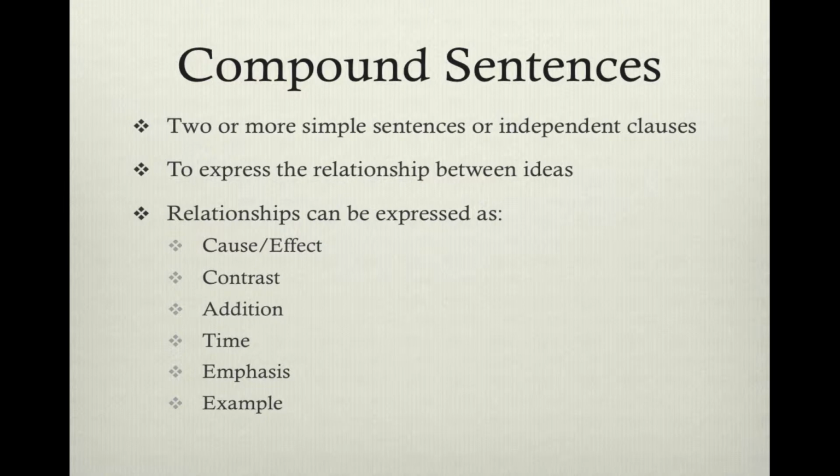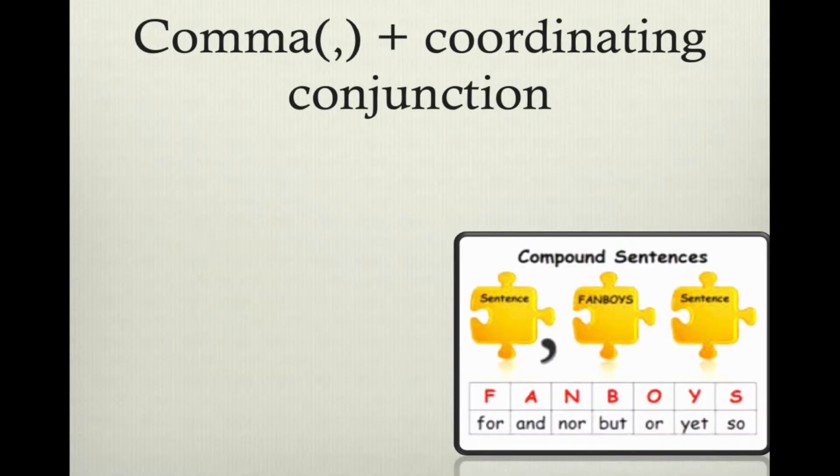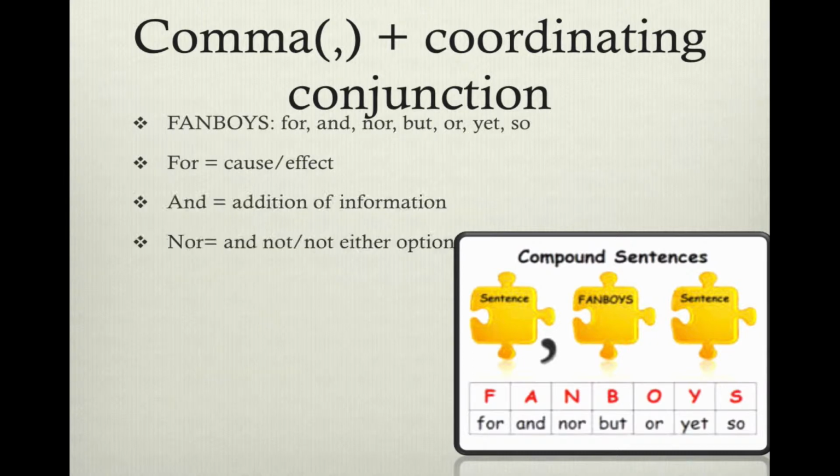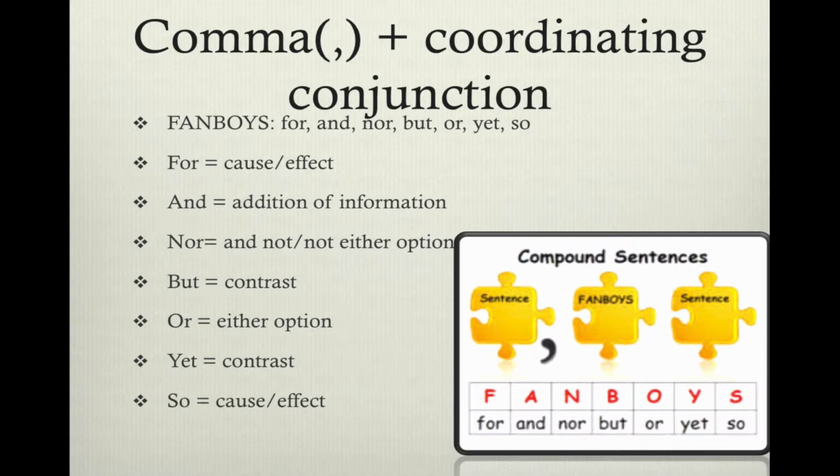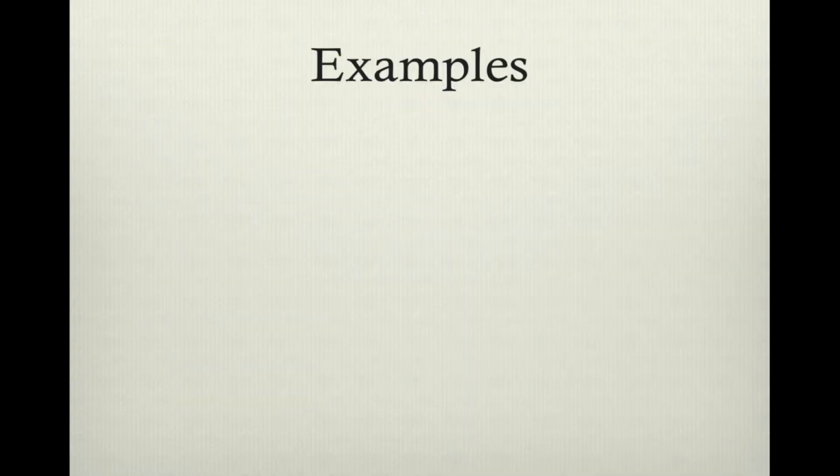There are two ways that we can actually make a compound sentence, and that's what we're going to look at today. First is the comma and coordinating conjunction, and FANBOYS is an acronym to help you remember them, and they express the following relationships. For cause-effect and addition of information, nor and not either option, but is contrast, or is either option, yet is contrast, and so is cause and effect. Let's take a look at what that actually looks like though.